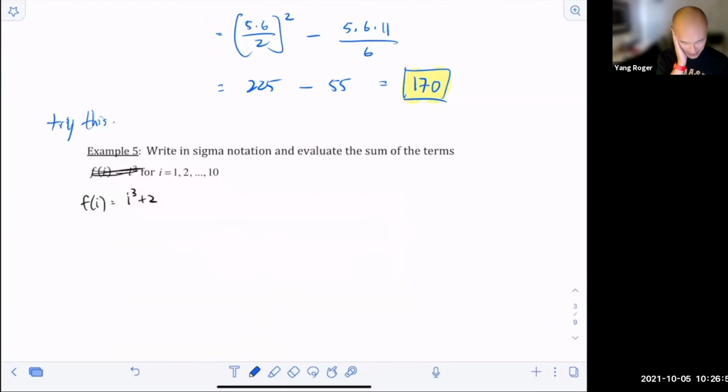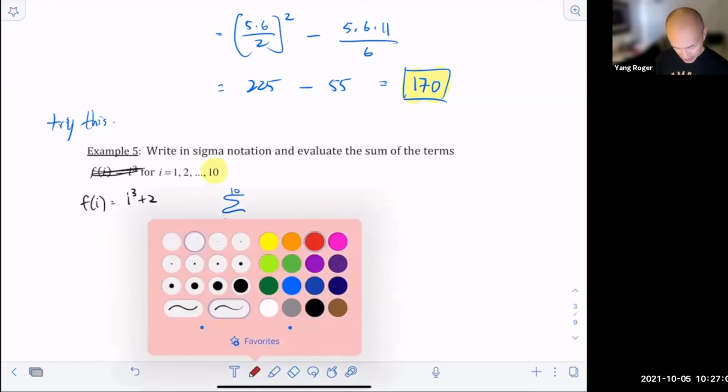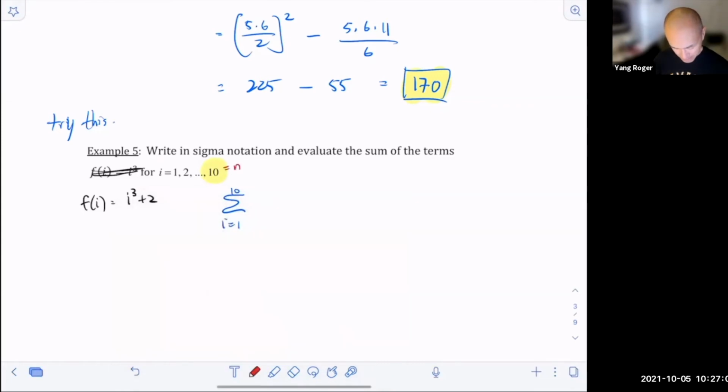But definitely I see a lot of good answers there. So we're going to write it like this. We're going to have a sum. The first number is 1 and the second number is 10. So we look here and that tells us that our n is equal to 10. Okay. And then we write the general term on the inside. So the general term in our case is going to be i cubed plus 2.